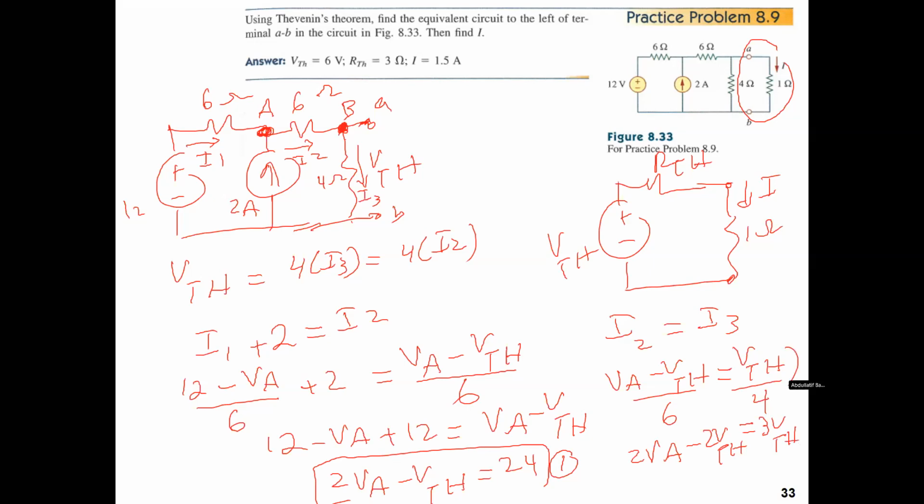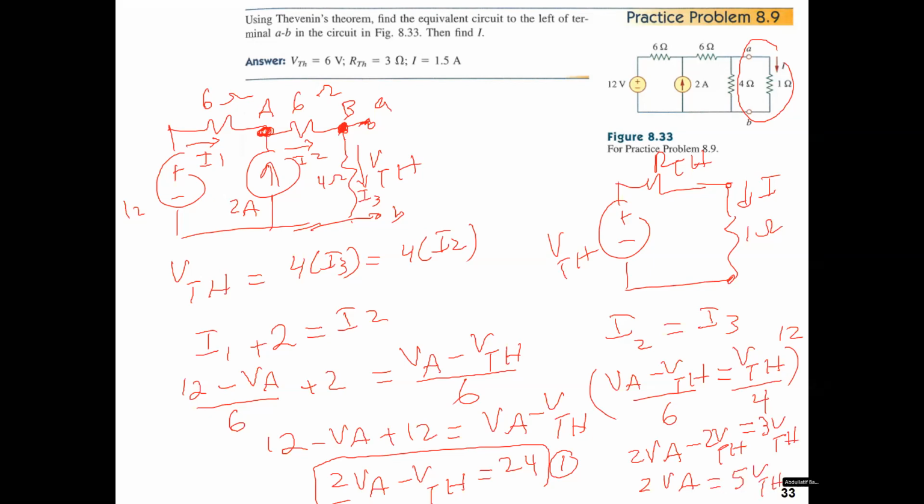Okay, again, multiply everything by 12. So 12 divided by 6 is 2, 2 VA minus 2 VH. 12 divided by 4 is 3. So this will be 2 VA equals 5 VTH.